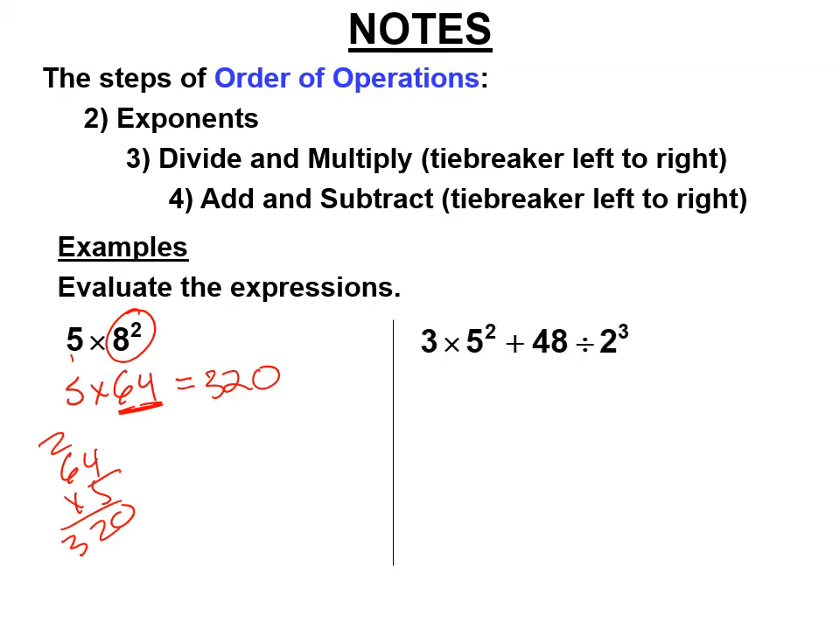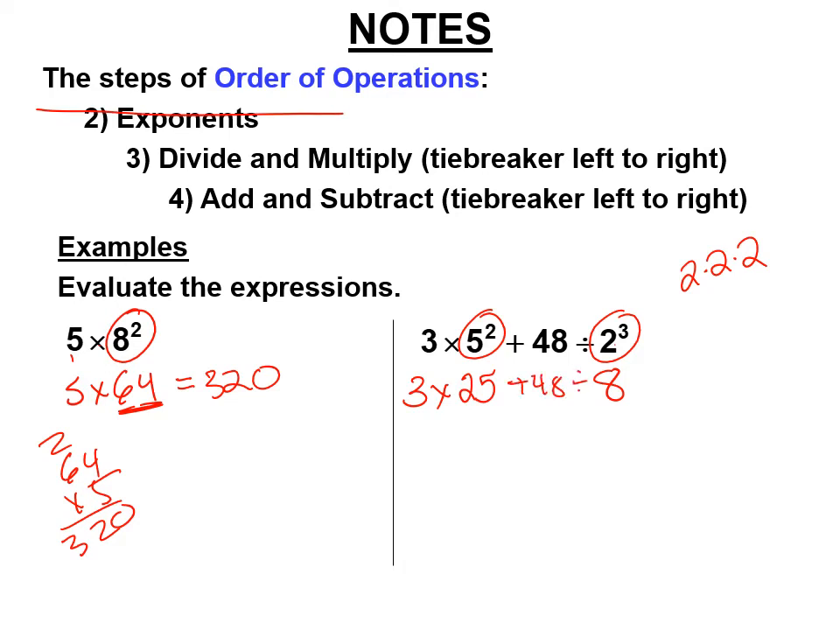Okay, so again, you got to get your exponents done first. So there's 5 squared and 2 cubed. 5 squared is 25. 2 cubed is 2 times 2 times 2, which is 8. Now, just like yesterday, once you get a step done, rewrite. So we still have multiplication, we still have addition, we still have division. So we got to get all our multiplying, dividing done next. So we have to do the 3 times 25. 3 quarters makes 75 cents. So 3 times 25 is 75. 48 divided by 8 is 6. Then last, you get your adding done. And what is that? 81.